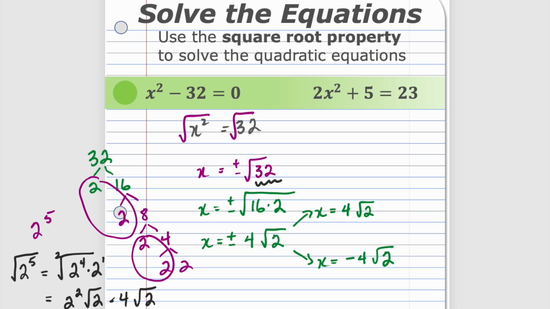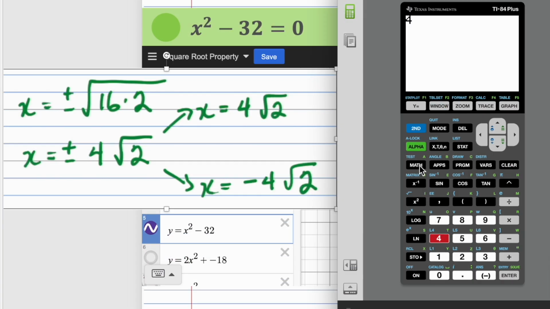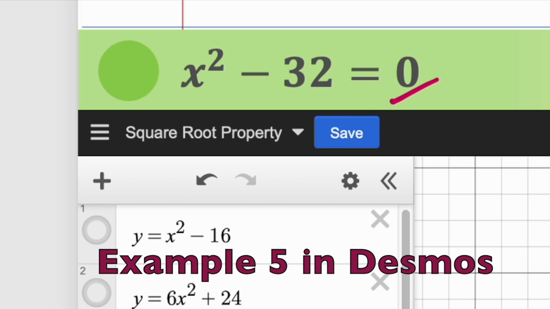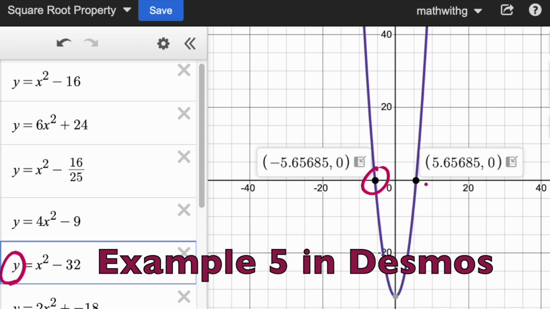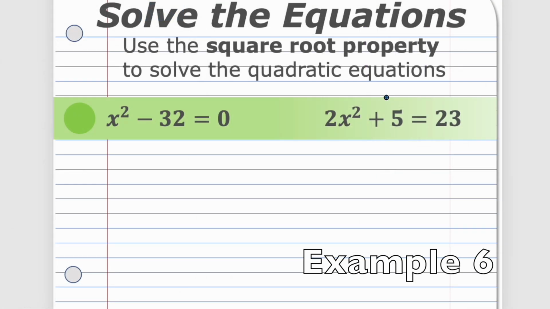But just remember, you kind of want to get faster. So this is the preferred method. We have 4 times the square root of 2 equals 5.7, and negative 4 times the square root of 2 equals negative 5.7. We'll change the 0 to a y and graph, and we see negative 5.7 and 5.7, which is what we got.